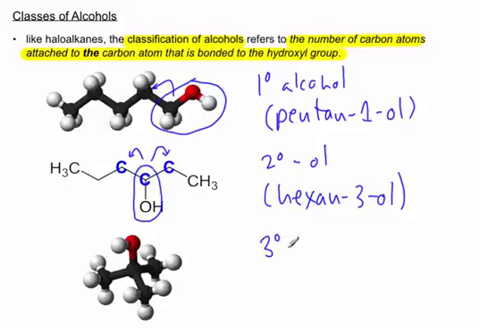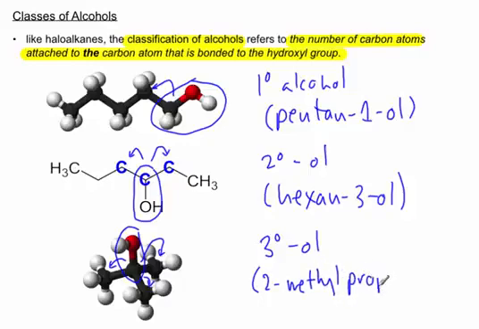Finally, obviously this is a tertiary alcohol. Hopefully you can see why. Here's my OH group with the carbon, and that carbon is bonded to 1, 2, 3 other carbons. So that's why it's a tertiary alcohol. And this tertiary alcohol would be known as 2-methylpropan-2-ol. Easy to see why it's tertiary, because the numbering is the same for the branch and the position of the OH group. 2 and 2 tell you that's a tertiary alcohol.